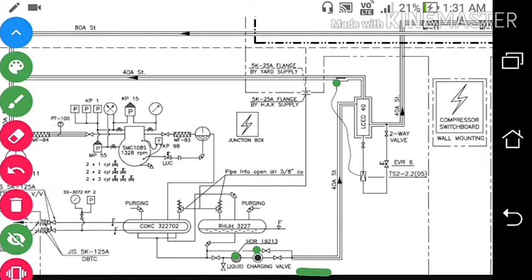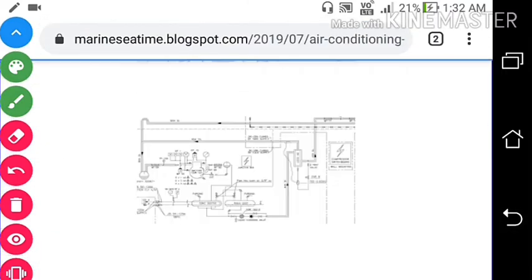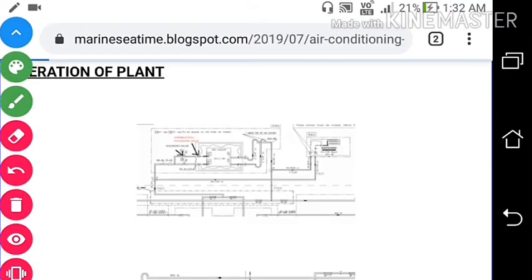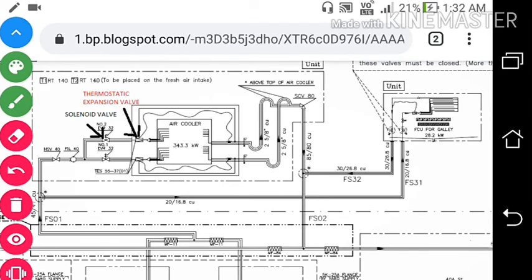After passing through this sight glass and this dryer, the refrigerant goes into the liquid cooler, and at the liquid cooler the refrigerant is subcooled. You can see there is a thermostatic expansion valve in this liquid cooler also. Now after this liquid cooler, the refrigerant will go into the evaporator. So you can see over here, this is the air cooler.